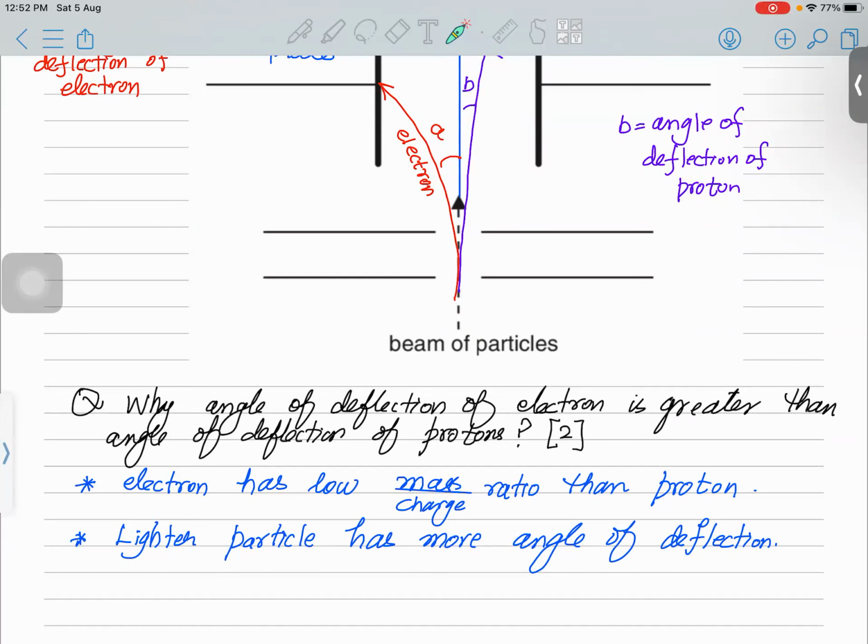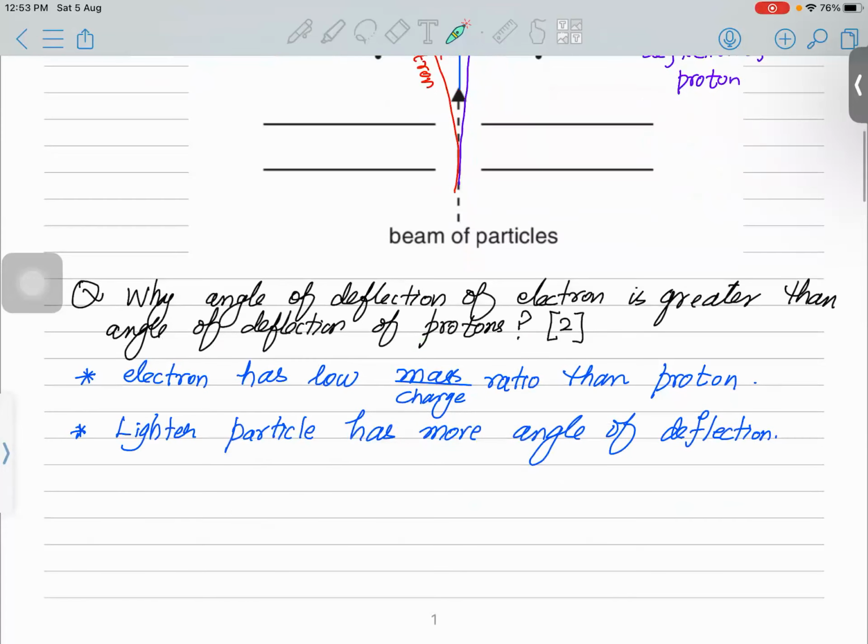Okay. First, electron is lighter, which means low mass over charge ratio. Because you know that the charge on proton and electron is 1. So for mass over charge, electron has a low mass over charge ratio. For 2 marks, a lighter particle has more angle of deflection. Okay.